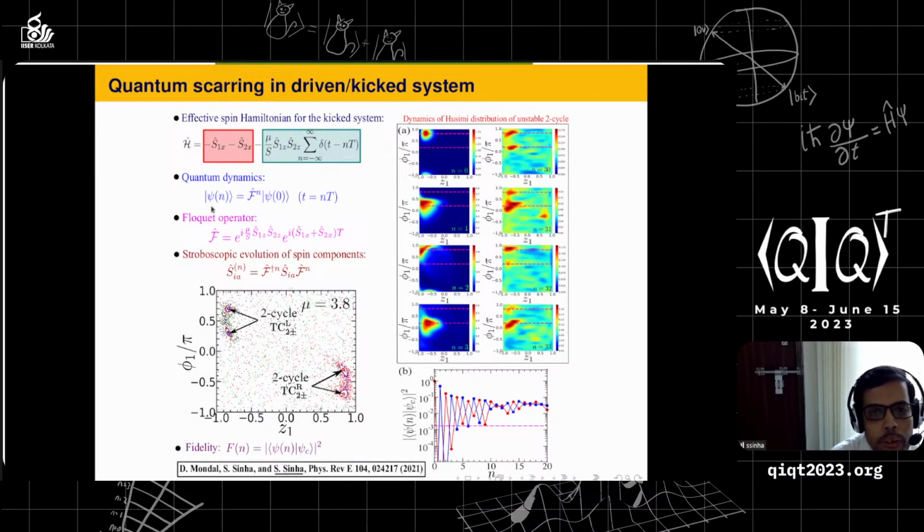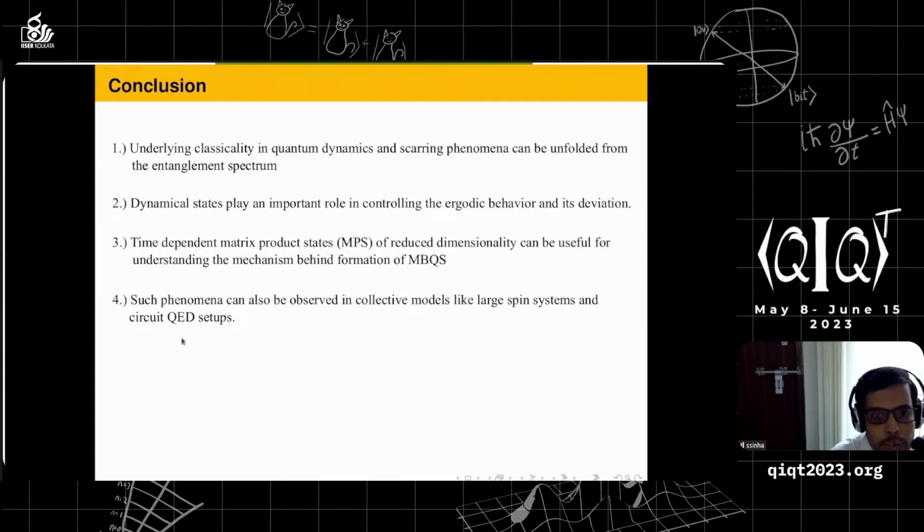Here we are considering the kicked coupled top, but actually just the kicked top model has been realized in the superconducting qubit, and the entanglement entropy has been measured. There's a very nice mapping of the classical and the quantum regime. So hopefully this circuit QED setup would play a very important role in understanding all this ergodic behavior and its connection with the underlying dynamics. So with this, I will end this talk, and thank you for your attention.